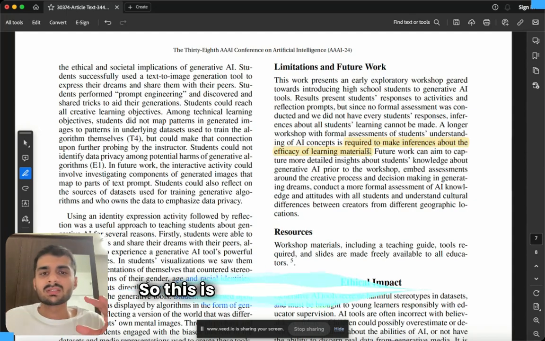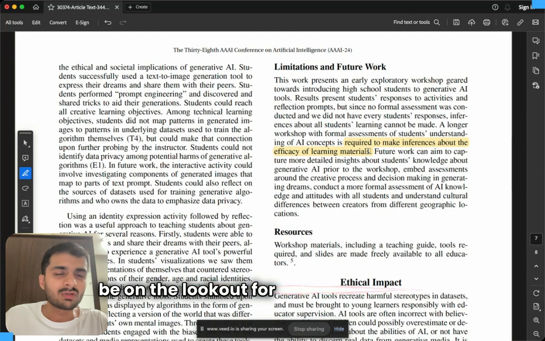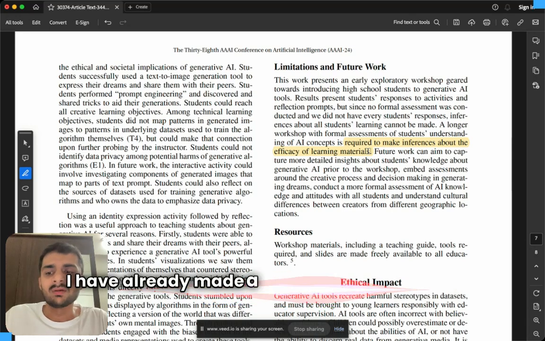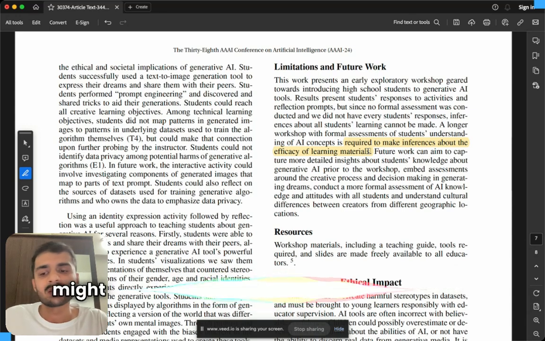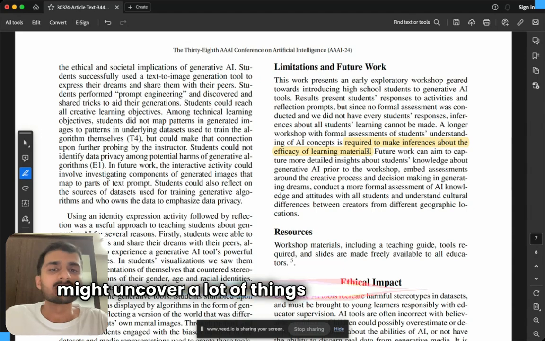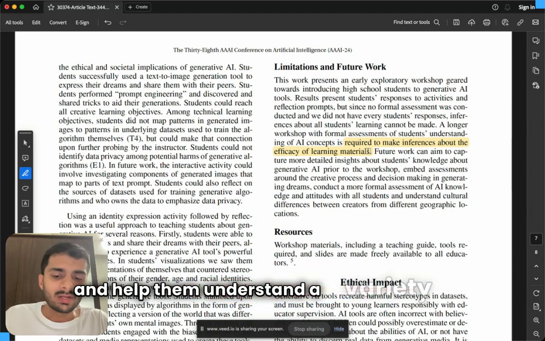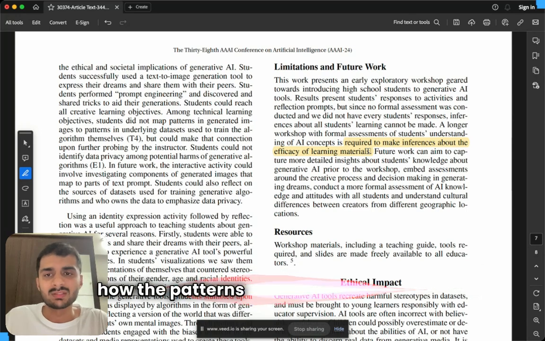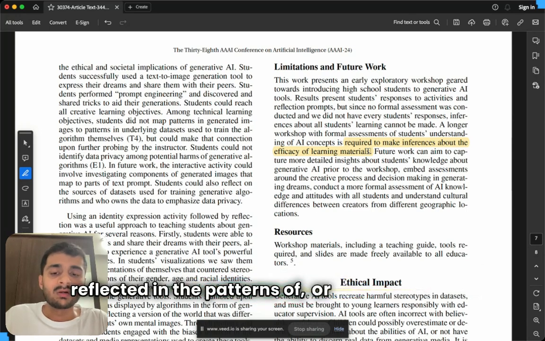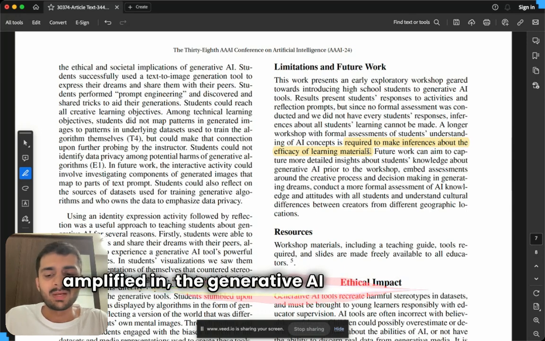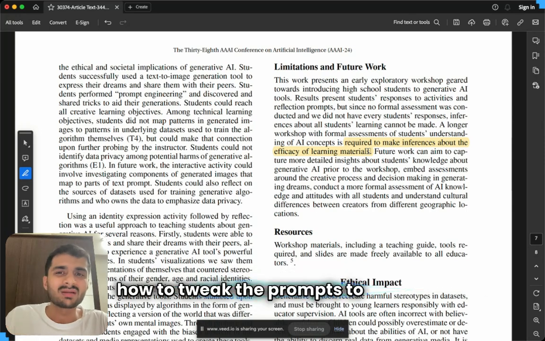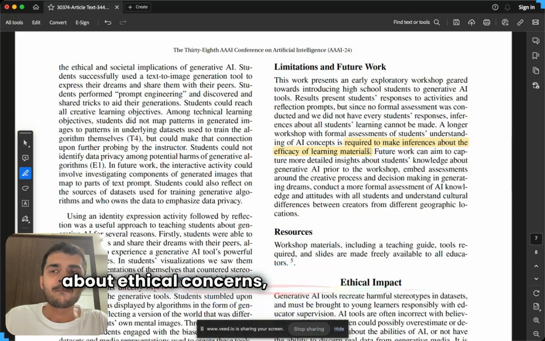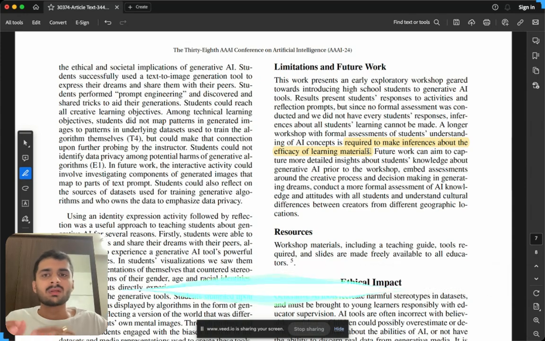This is an area where I'll also be on the lookout for how the generative AI landscape evolves in our classrooms. I have already made a note of how constructing dreams might uncover a lot of things in the student's mind and help them understand a variety of things. For example, algorithmic biases, importance of training data, how the patterns in the training data are reflected in, or even sometimes amplified in, the generative AI platforms, prompt engineering, how to tweak the prompts to get the right kind of image, engaging them in debates about ethical concerns, copyright infringements in particular.